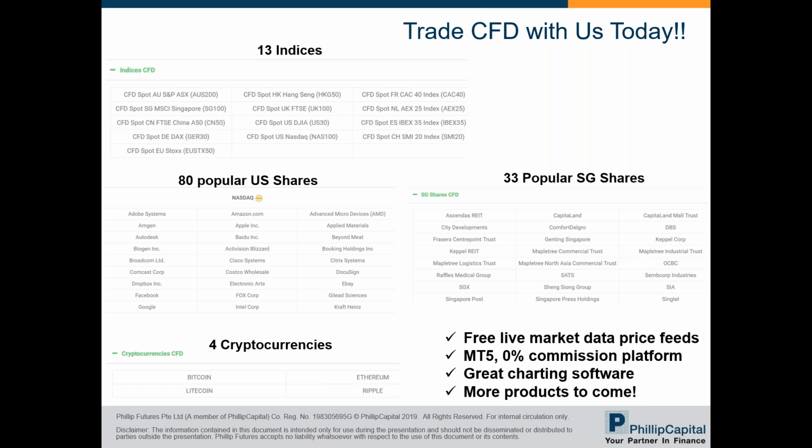Obviously all this is on MT5, a 0% commission platform with free live data price feeds. MT5 comes with great charting software similar to MT4. Charting is great. And obviously we are adding more and more CFD products along the way onto our MT5 platform.